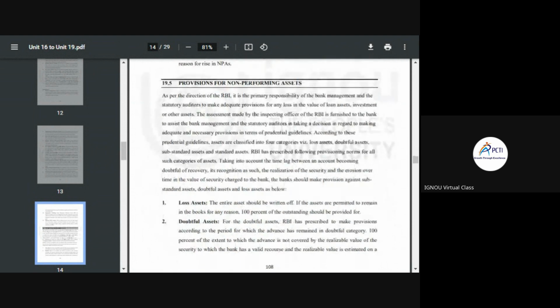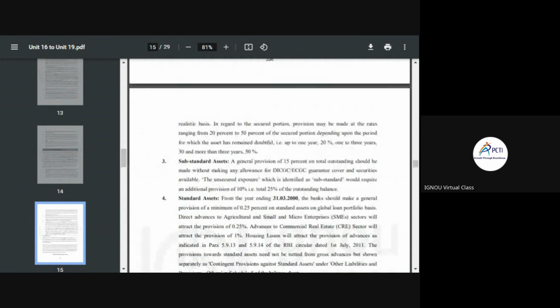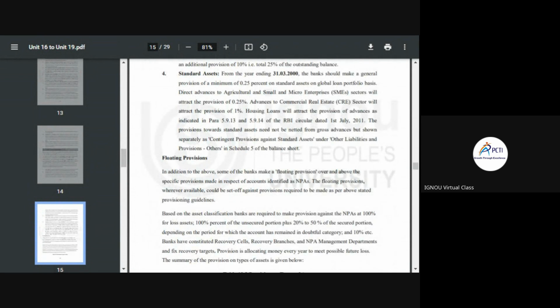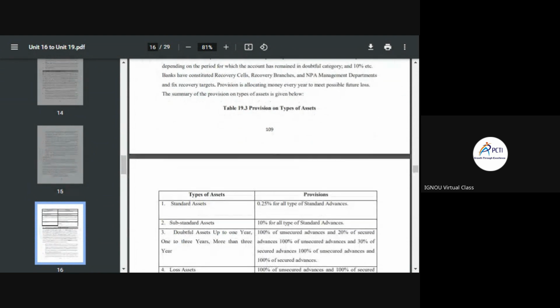Then we have some provisions for non-performing asset, like we need to check the loss asset, doubtful asset and substandard assets and the standard assets also. So we need to make the floating provisions for it. So basically, the banks make a floating provision over and above the specific provisions that are made in respect of accounts identified as non-performing assets, and the floating provisions wherever available could be set off against provisions required to be made as per above stated provisioning guidelines.